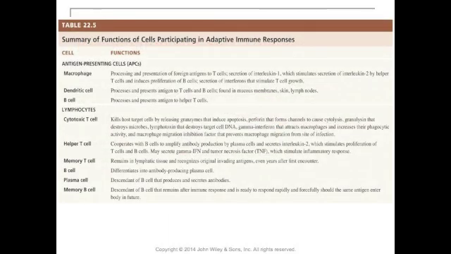And now on this next slide, we see table 22.5 on page 881. And 22.5 summarizes the activities of the cells involved in adaptive immune responses. So please study this table on your own time.